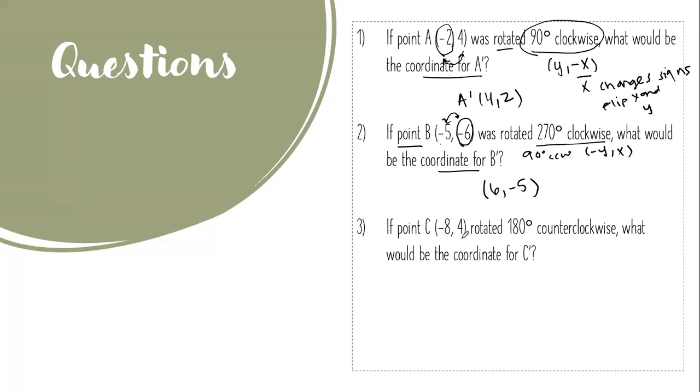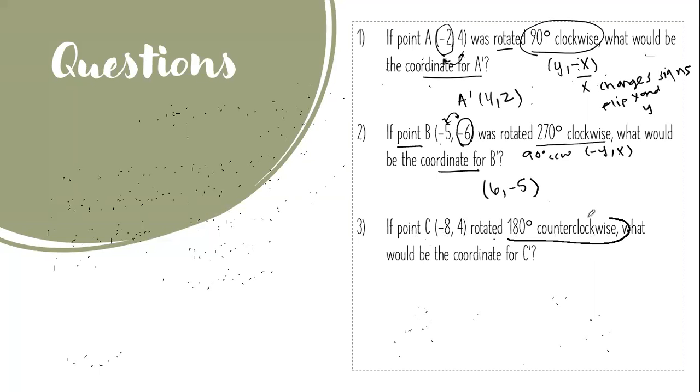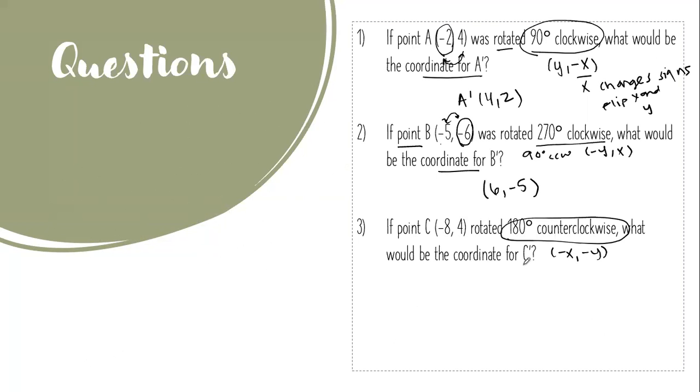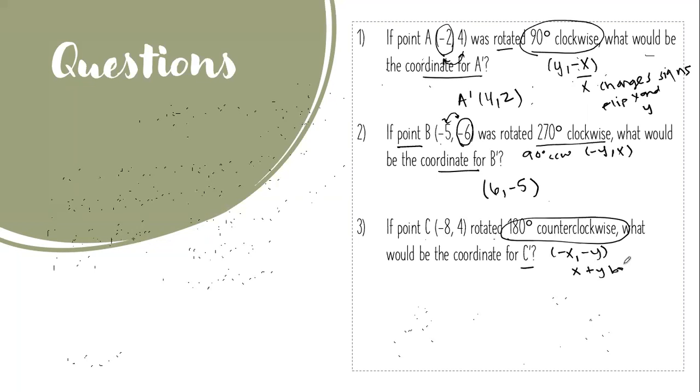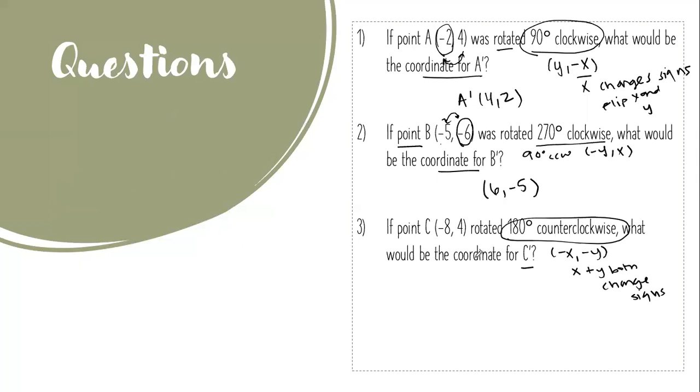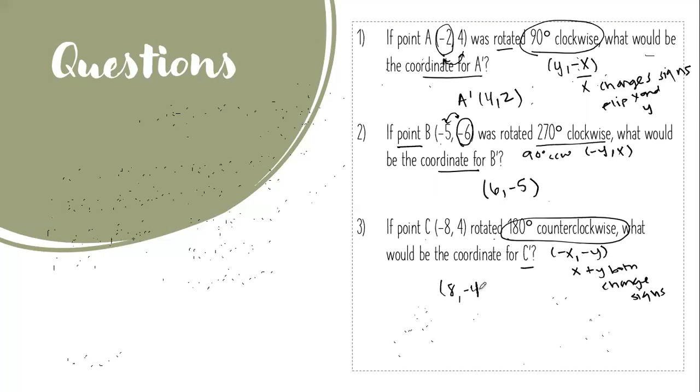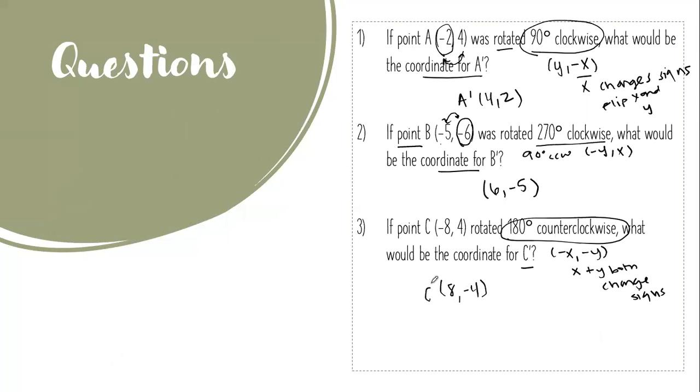All right. Then the last one. If C is at -8, 4 and I rotate it 180 counterclockwise, remember the rule is -x, -y. What would be the coordinate for C prime? I'm gonna let you think about it. Remember, this is saying X and Y both change signs. So what did you say? They said -8, -4. Okay, yes. So -8 becomes +8 and +4 becomes -4. So yes, this will be C prime.